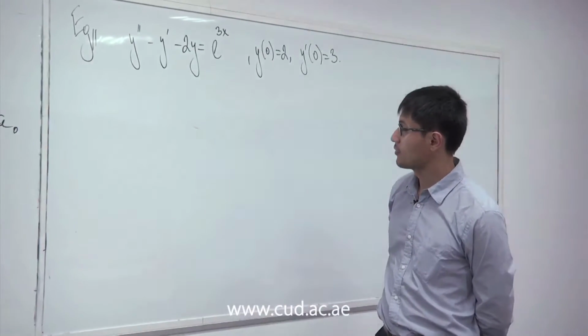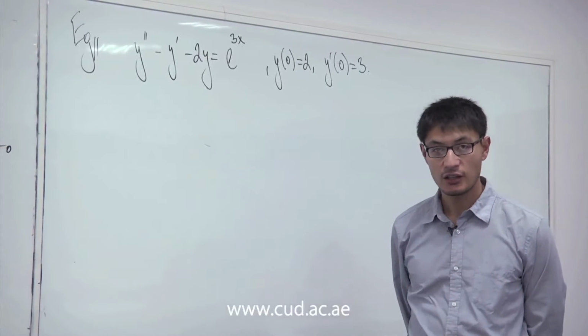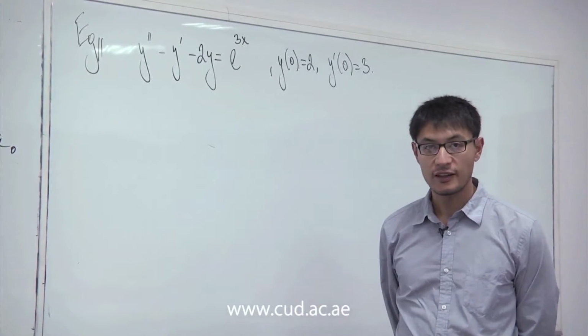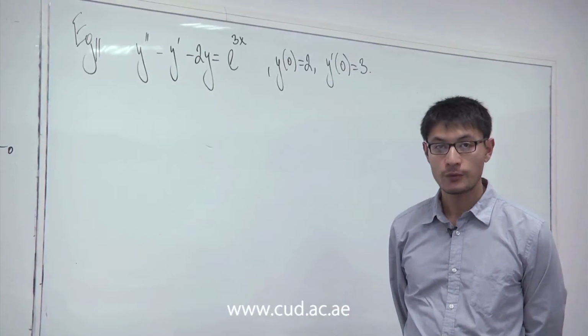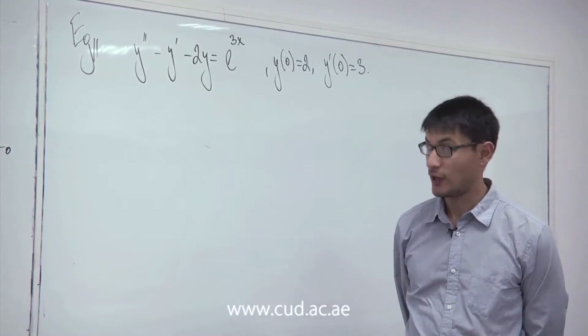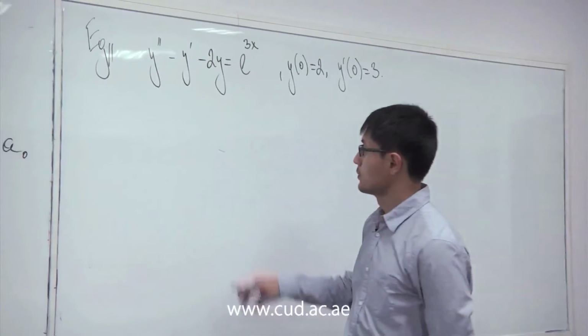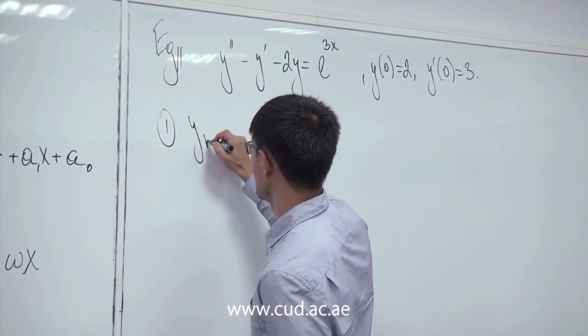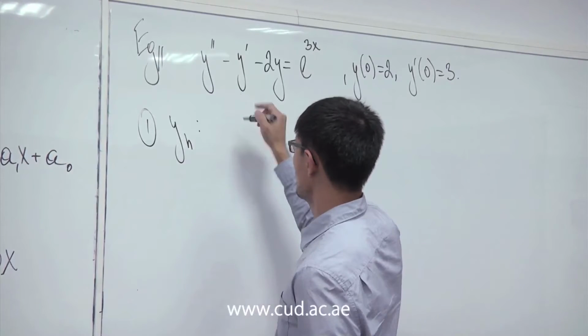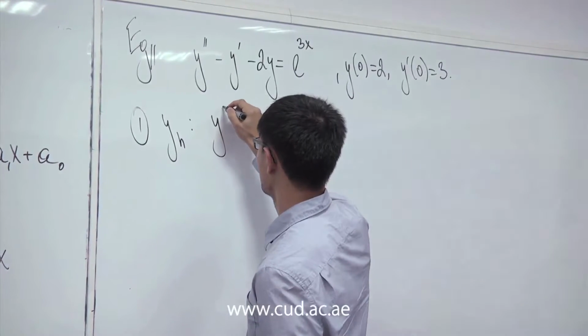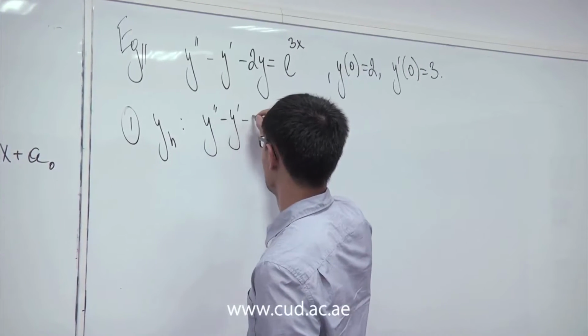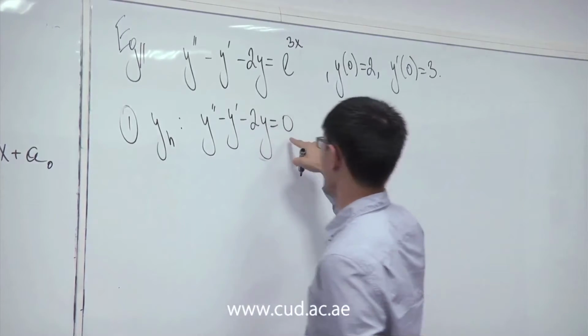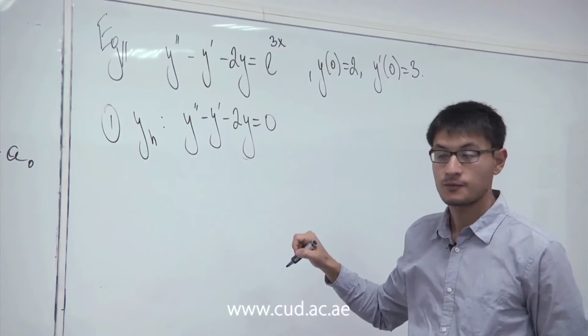So here's an example of a non-homogeneous second-degree equation. Why don't you take a second and see if you can solve it on your own. All right, let's try it together. So first, let's find the homogeneous solution. To find the homogeneous solution, we take the original equation and just put a 0 on the right-hand side.